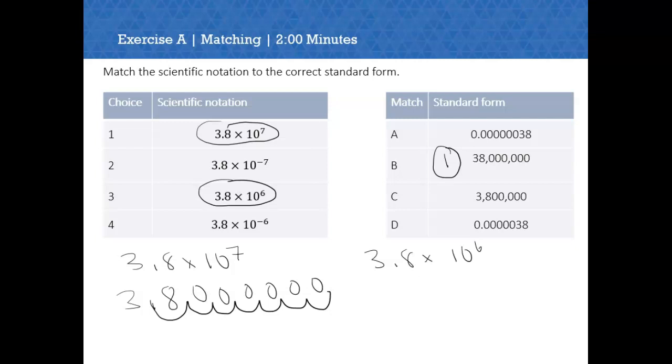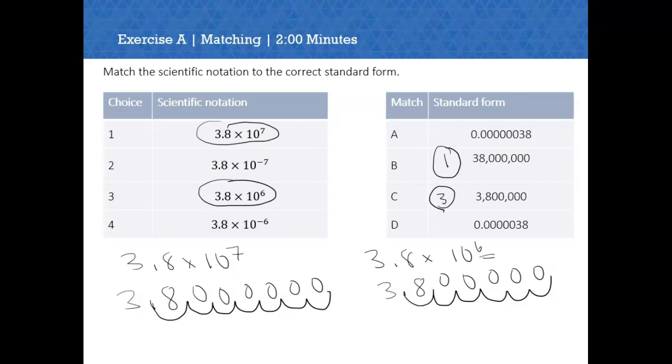This one says we move it 6 times to the right. So again, you've got to move it around the 8. So that's 1, 2, 3, 4, 5, 6. Add in our zeros. So this is 5 zeros. So this right here is number 3.